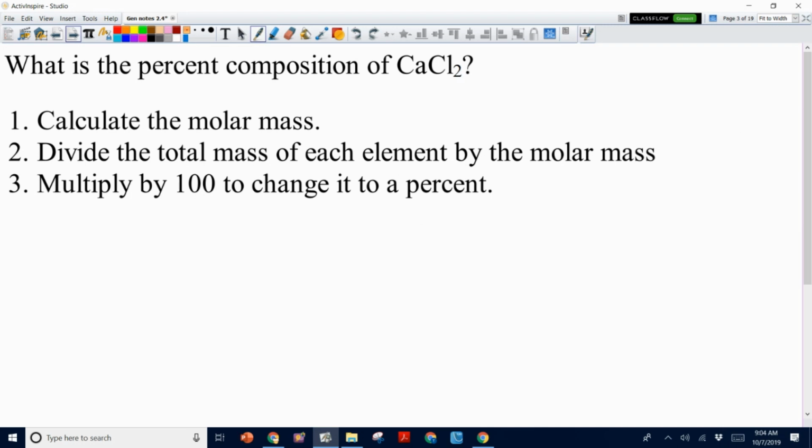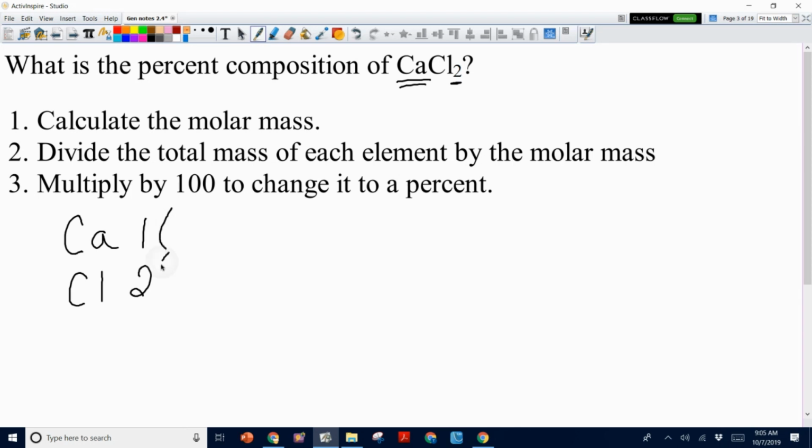All right, so what is the percent composition of calcium chloride? So write down these three steps. The first step is to calculate the molar mass. The second step is to divide the total mass of each element by the molar mass, and then multiply that by 100 to change it to a percent. The first thing we want to do is calculate the molar masses, and this is from your last video. So calcium, there's only one calcium here, and then the chlorine, there's two.